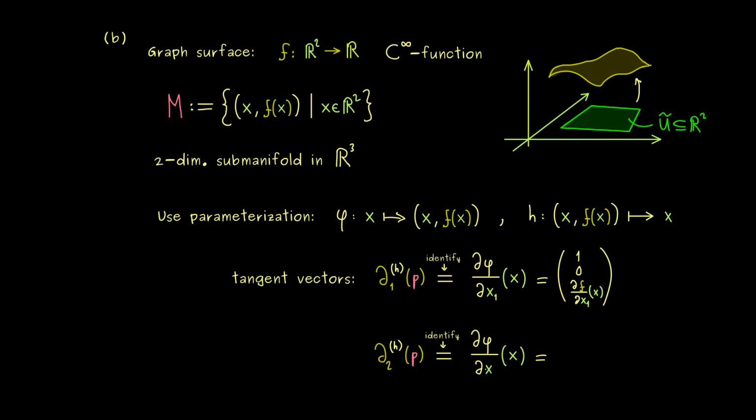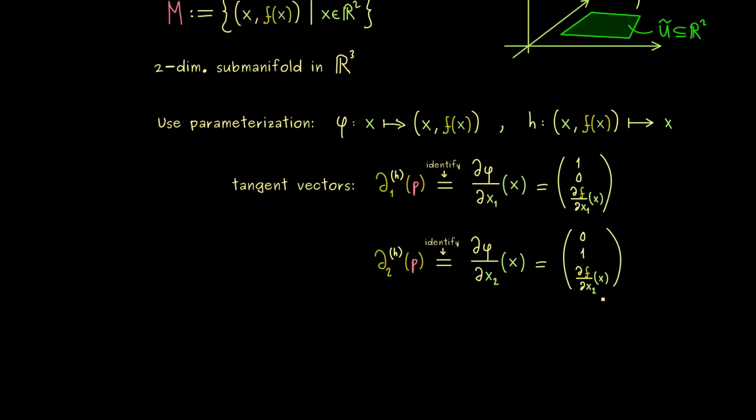And the second one is already the last one, and we just have to change 1 to 2. And then we just get a vector which is 0, 1 and the partial derivative of f again. And obviously here the partial derivative with respect to x2. And that's it. And there you can already see, generalizing that to an n-dimensional graph surface is not complicated at all. You just have n tangent vectors where you shift the 1 through the vector.